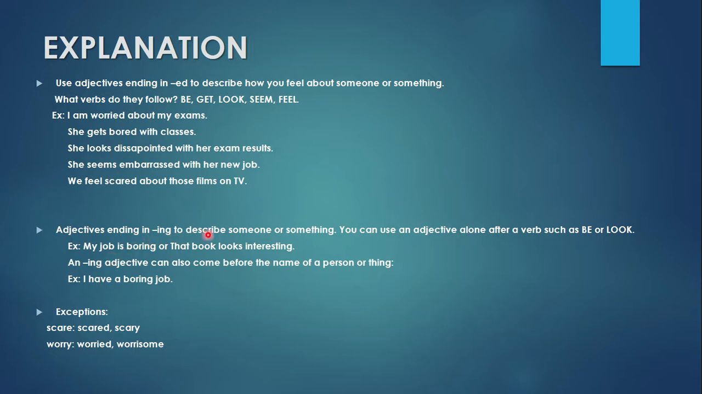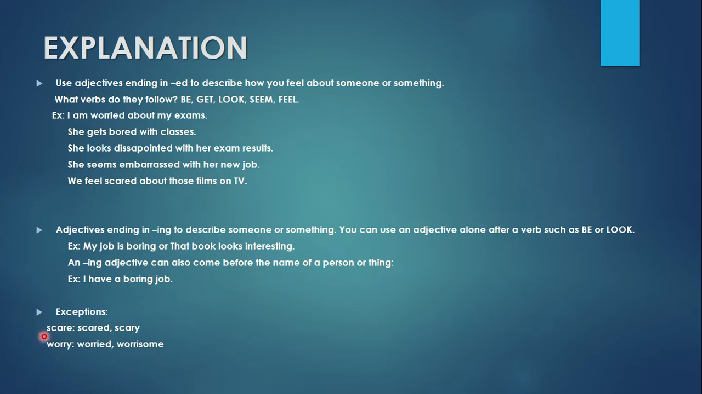Now, adjectives that end in ing, they are used to describe someone or something. You can use an adjective alone after a verb such as be or look. For example, my job is boring, or that book looks interesting. Okay? An ing adjective can also come before the name of a person or a thing. Yeah, for example, I have a boring job. I am describing the job, so that's why I use boring with ing.